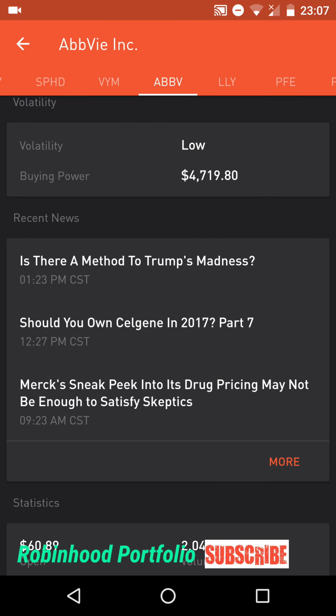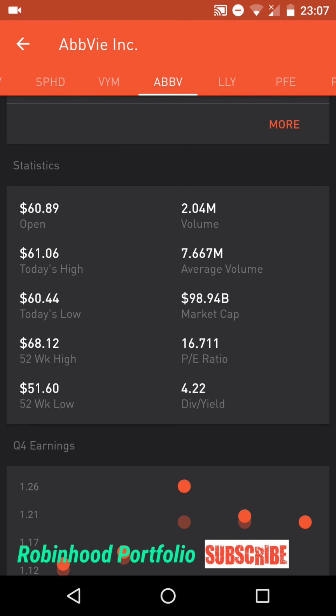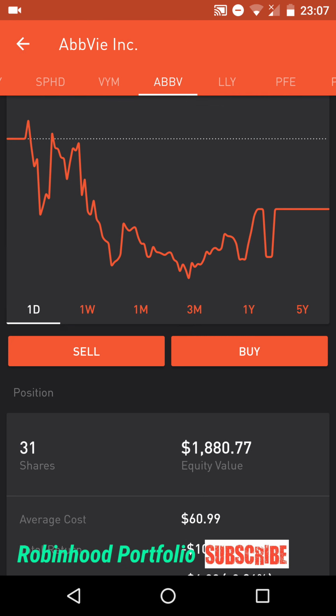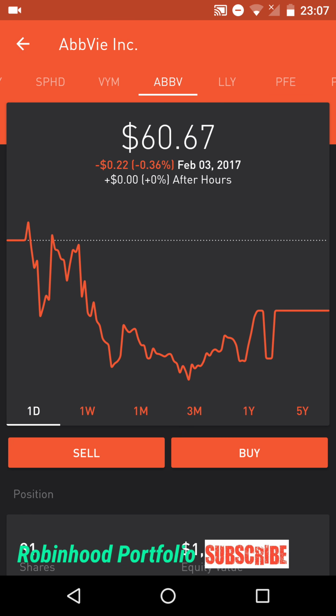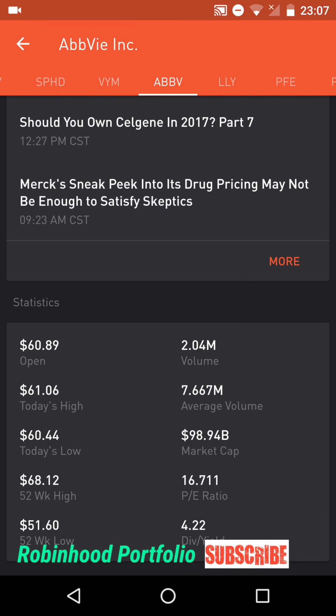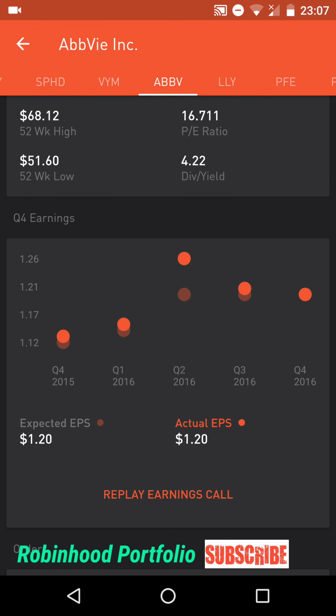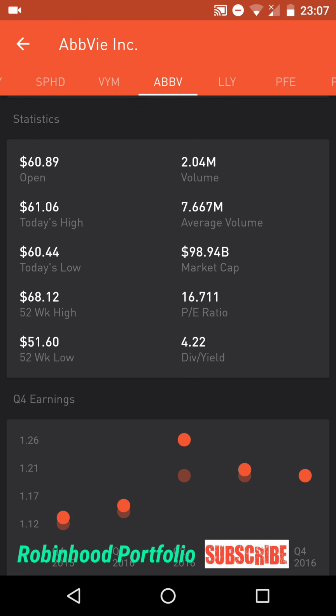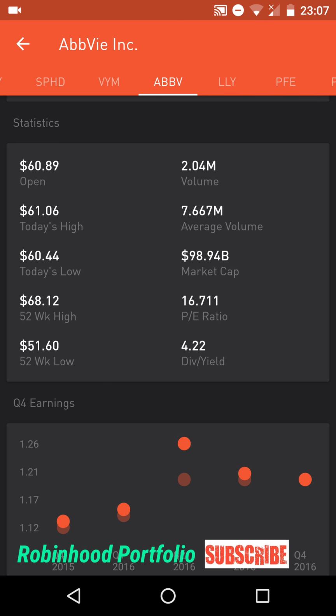If we scroll down, we can see a little section detailing a PE ratio right above the dividend yield, of 16.711. A PE ratio is simply the price divided by the earnings over the last 4 quarters. The price is simply the price of the stock, so for AbbVie Incorporated, it would be $60.67. And the earnings would be the earnings for the last 4 quarters. So you would simply add up Q1, Q2, Q3, and Q4 of 2016 for the bottom number there. And that number, price divided by earnings over the last 4 quarters, would equal that 16.711.